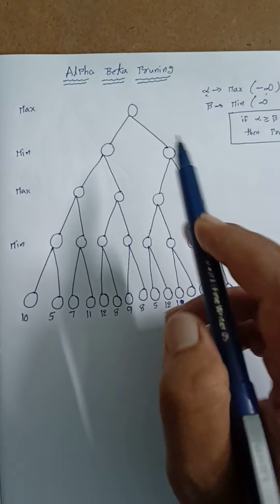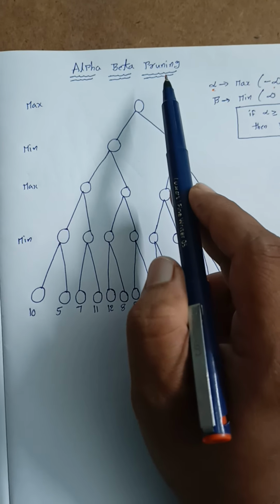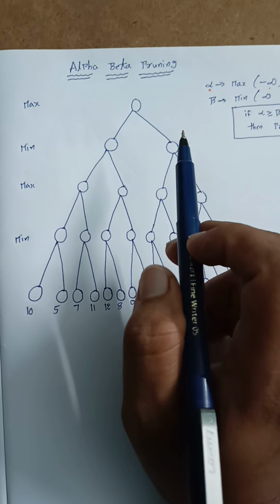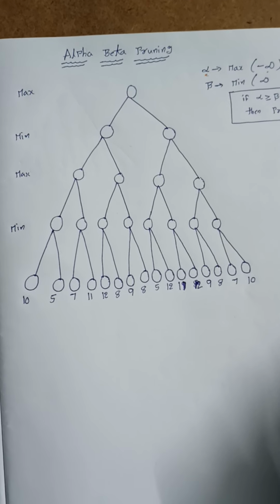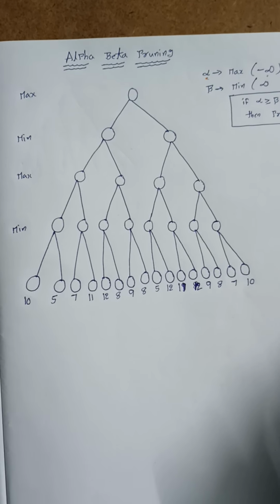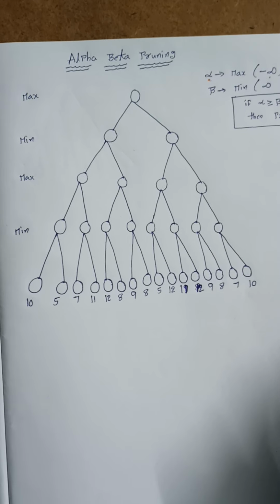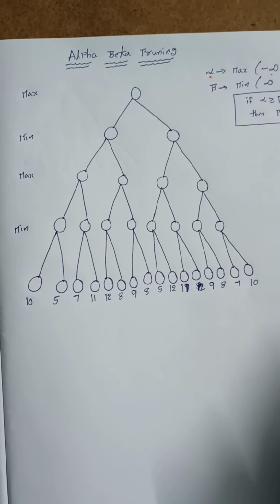In today's session, we will discuss alpha beta pruning in artificial intelligence. In the last class, we covered the minimax searching algorithm in artificial intelligence. Based on the disadvantages of the minimax searching algorithm, now we will move to alpha beta pruning.